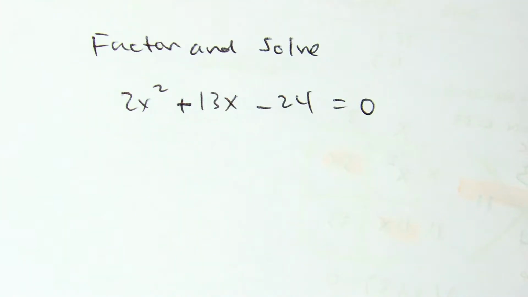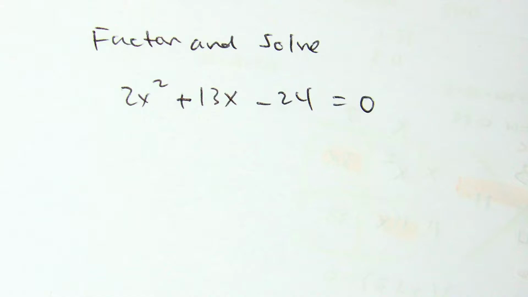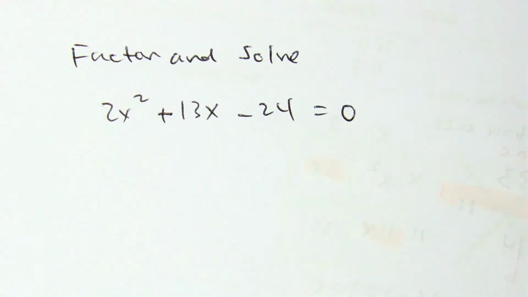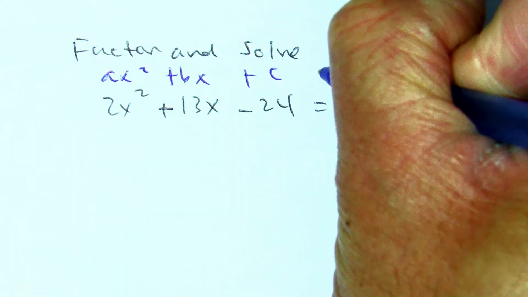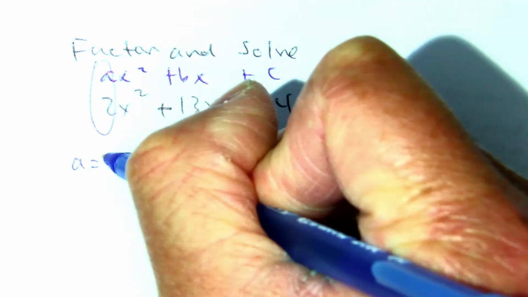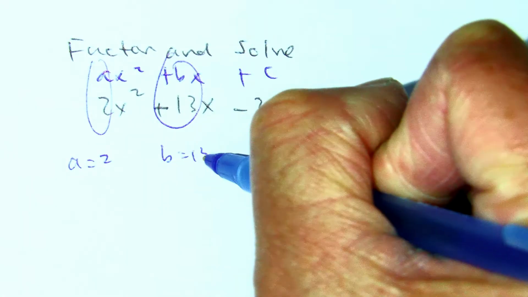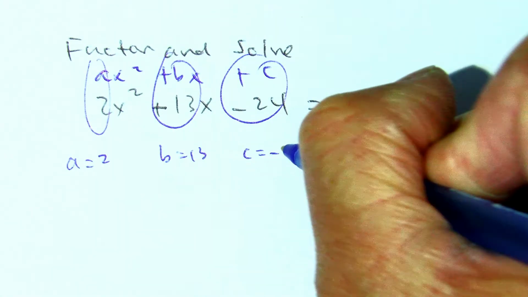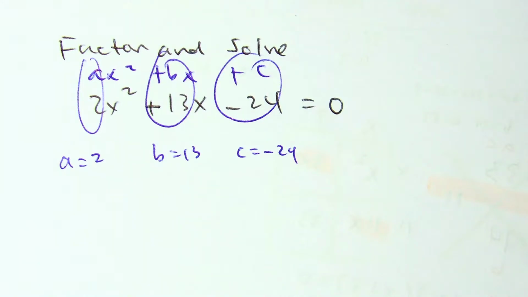All right, let's go over this problem. Factor and solve. Stephanie, what's the first thing we need to do? Okay, so we're going to make sure it's set equal to 0, and now we're going to identify the A, B's, and C's. Stephanie, can you help me identify the A, B's, and C's, please? A is 2, B is 13, C is negative 24. Raise your hand if you have that so far. Good job.